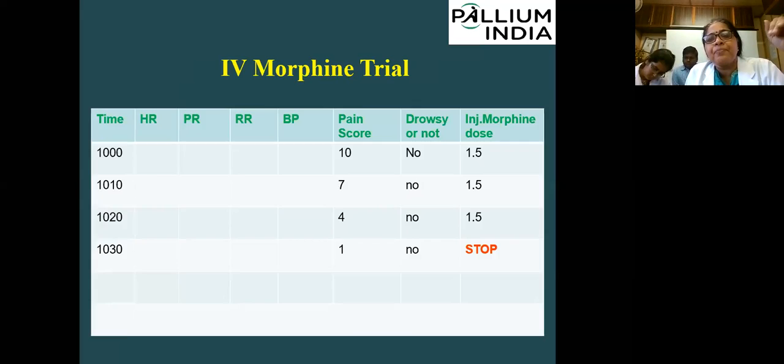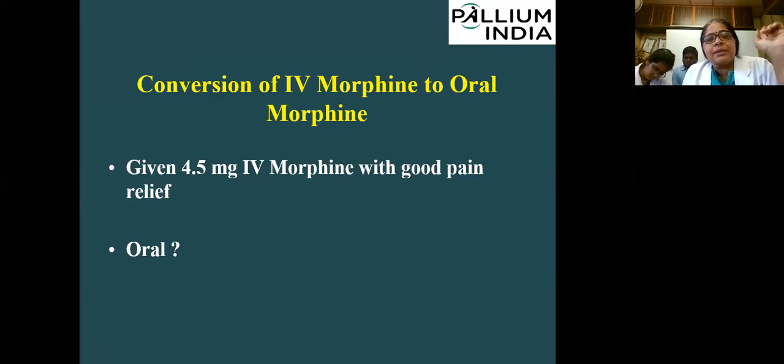Next slide, please. We gave him 4.5 milligram of IV morphine and he had good pain relief. Now, why did we give him this trial? Because he was so distressed with pain that we wanted an answer immediately. We wanted to know how much pain relief he has got and what dose can help him. So now once we have determined that 4.5 milligram IV morphine has given him good pain relief, how do we convert this into the oral dose?